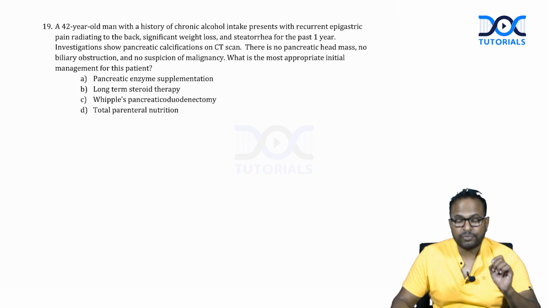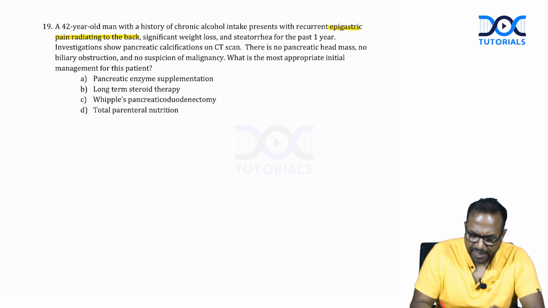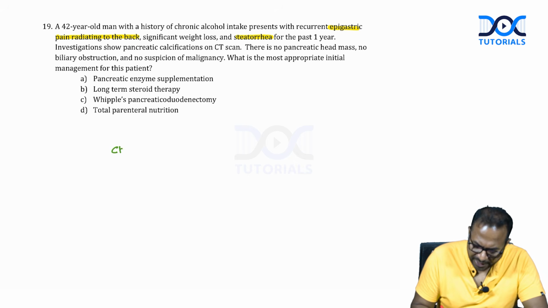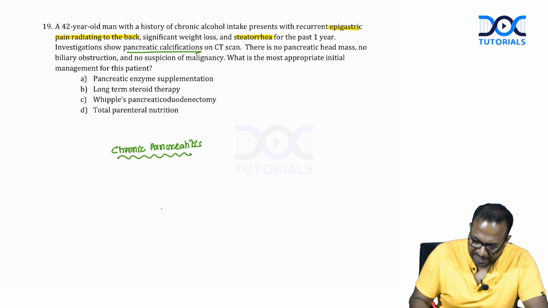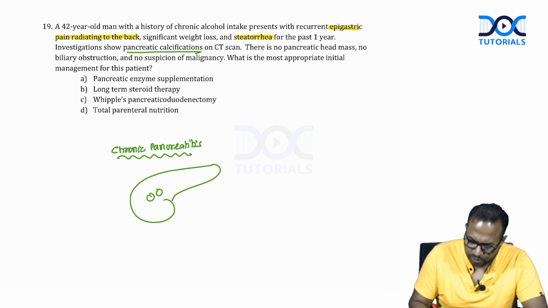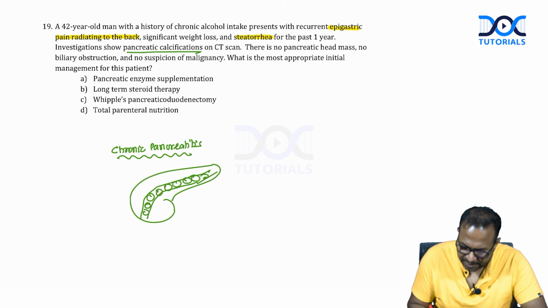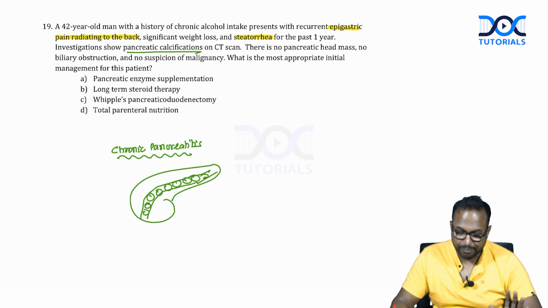A 42-year-old man with a history of chronic alcohol intake presents with recurrent epigastric pain radiating to the back, weight loss and steatorrhea. So steatorrhea means the pancreas is gone. So clinically the diagnosis is chronic pancreatitis. From the history it is chronic pancreatitis, and image is now confirming. Investigation shows pancreatic calcification. So in pancreas, if there are stones like this, it is undoubtedly a case of chronic pancreatitis. There is no head mass, no obstruction, no suspicion of malignancy.